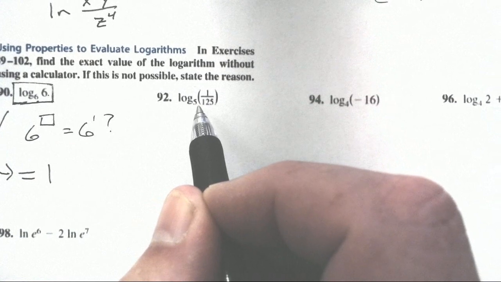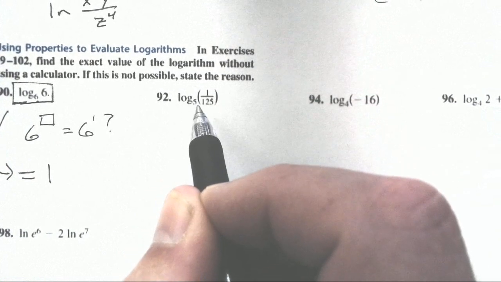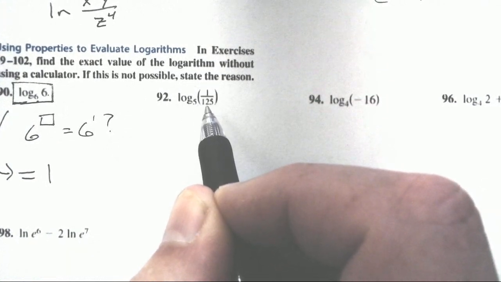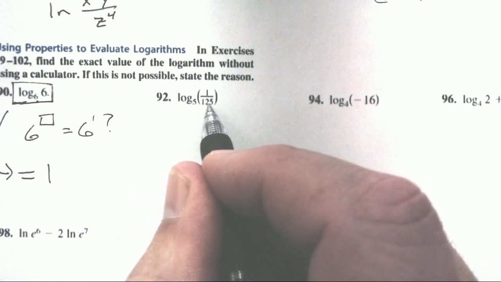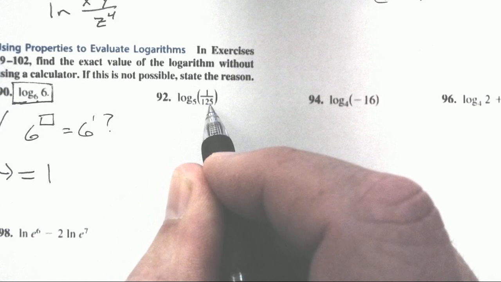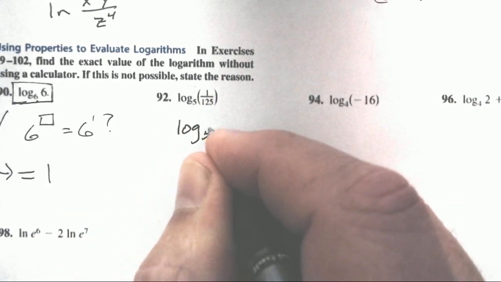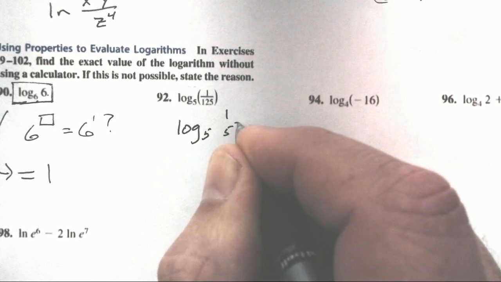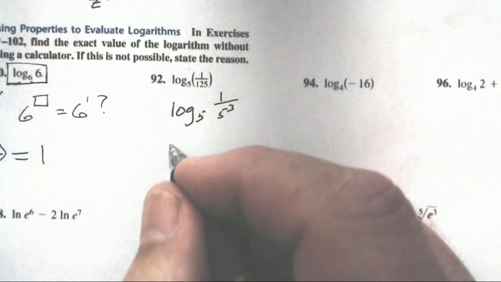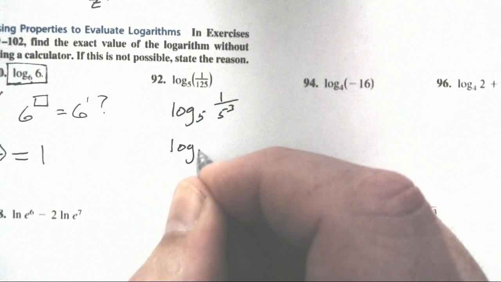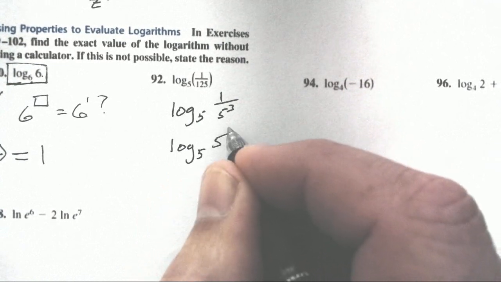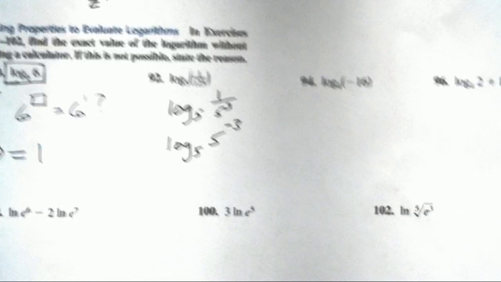What is the exponent that turns 5 into 1 over 125? Now, hopefully, we recognize 125 as 5 times 5 times 5. So this is log base 5 of 1 over 5 to the 3rd, which could be written as log base 5 of 5 to the negative 3rd.